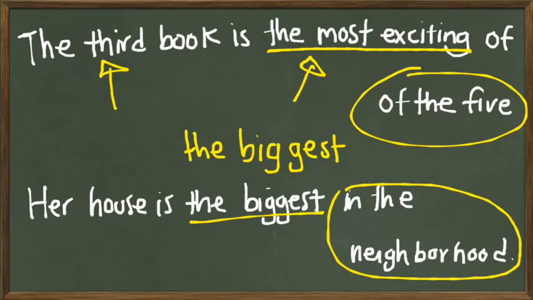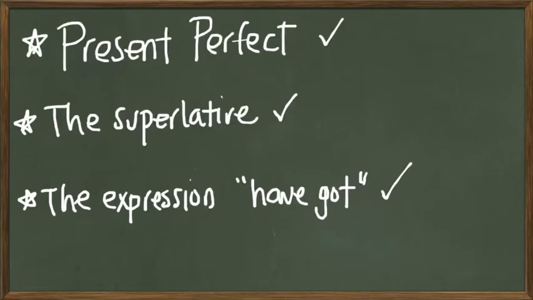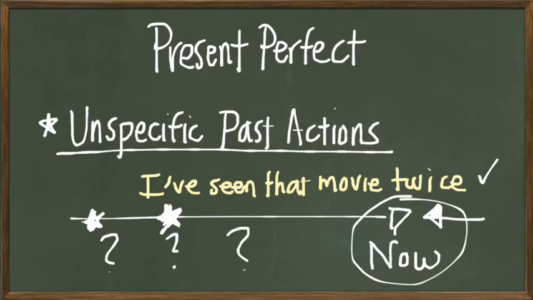All right, let's recap a little bit on this. This is Unit 9 for our elementary book. We're covering the grammar aspect. We saw the present perfect, the superlative, and the expression have got. Present perfect is only for unspecific past actions. We don't know exactly when this happened, so instead of saying I saw the movie, we say I've seen the movie.